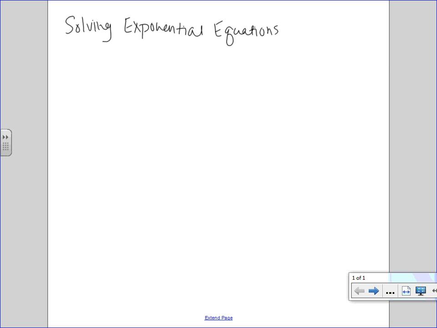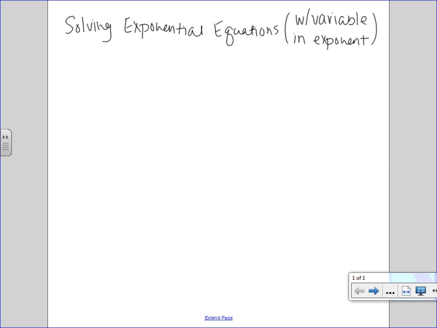Okay, so we're going to be solving exponential equations, and this is with the variable in the exponent. Okay, so what do I mean by that?